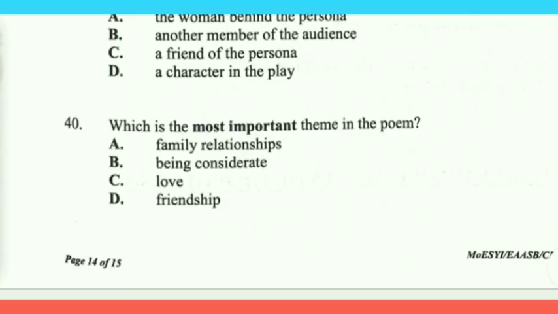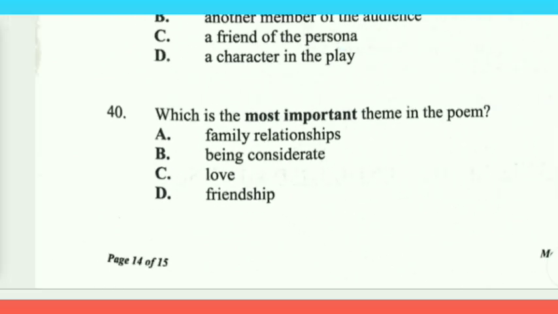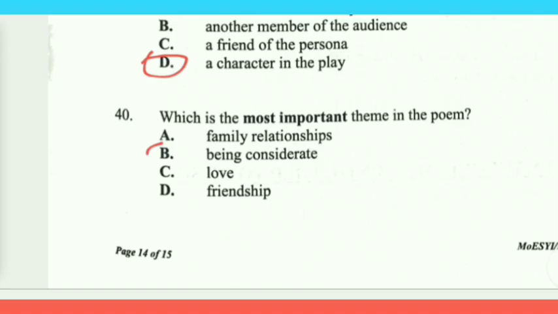Let's look at 40. Oh Lord, we're at the end, guys. The very end. Thank God. 40. Which is the most important theme in the poem? A says family relationships. That's not evident at all. B, being considerate. C, love. D, friendship. We know this woman wanted them to be considerate and to give her peace of mind and just allow her to watch. Be considerate, because I don't know it yet, and I'm not really interested in you telling me before it happens. So the answer for 40 is B, and we have come to the end.